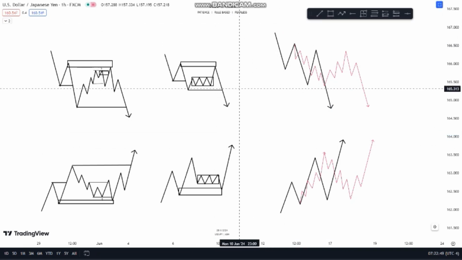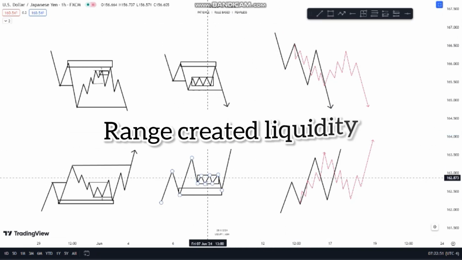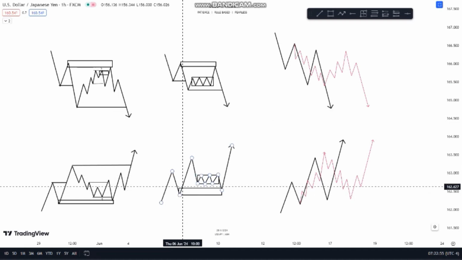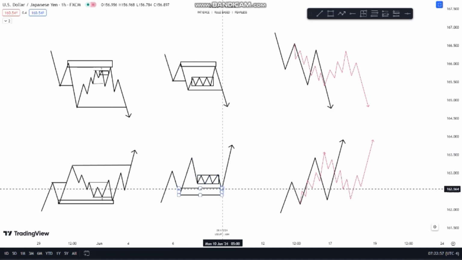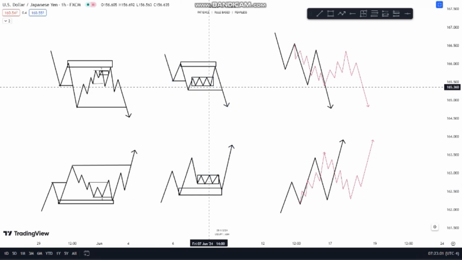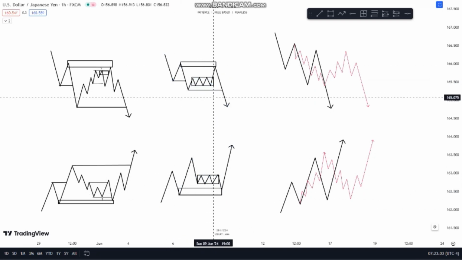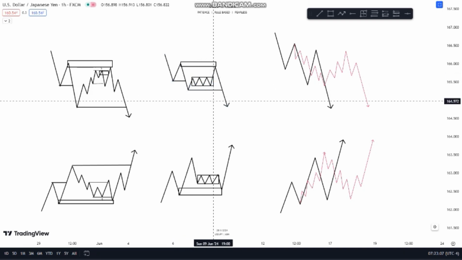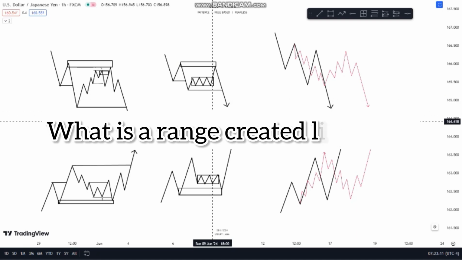So the next type of liquidity we have is the range created liquidity. This is an example of a bullish range created liquidity, and this is an example of a bearish range created liquidity. So what is a range created liquidity?